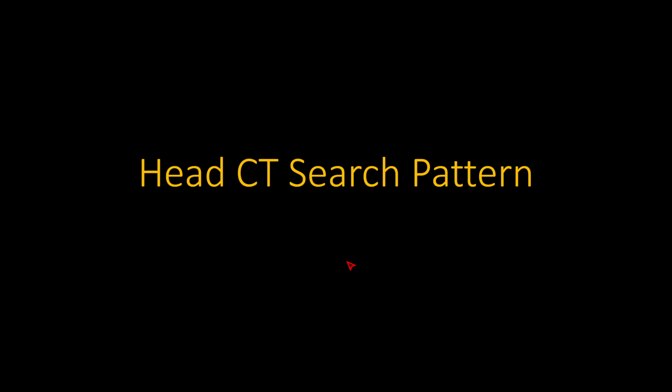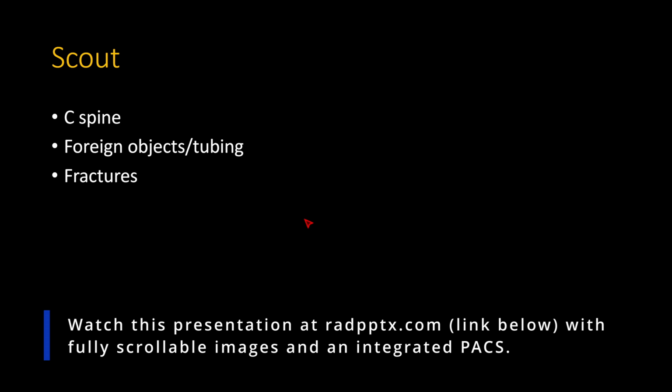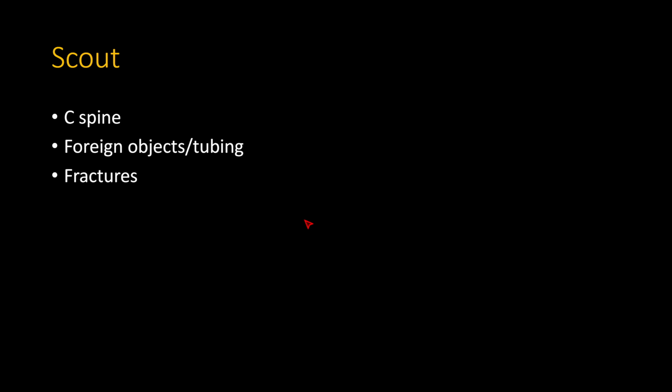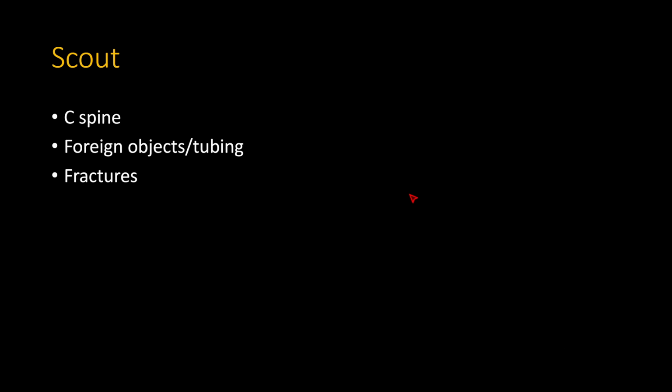Hello everyone, I'm going to be talking about a basic head CT search pattern in this presentation. The first step of a search pattern should start with looking at the Scout radiograph. I don't have a good picture of a Scout radiograph saved, but the things you can look for on it are your cervical spine, look for fractures. Sometimes they can show up well on the Scout radiograph, as well as any foreign objects or tubing, to help you when you're reading the actual head CT portion.